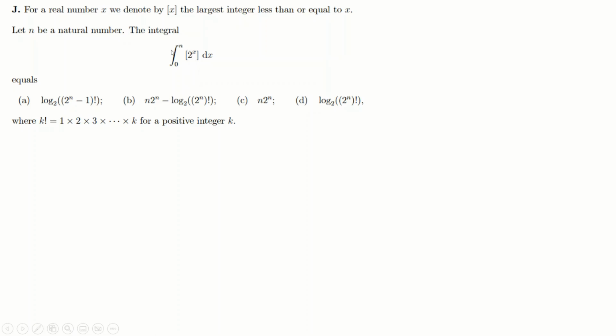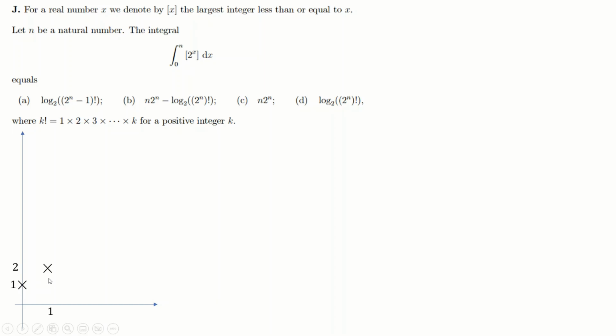Anyway, we need to try and sketch this. So okay, we sketch it from 0 to n. I'm obviously just going to sketch it for a little bit. Now, when x is 0, 2 to the power 0 is 1. The floor function of 1 is just 1. So this is just at 0, 1. When x is 1, 2 to the 1 is 2, floor function of 2 is 2. So that goes up to 2.